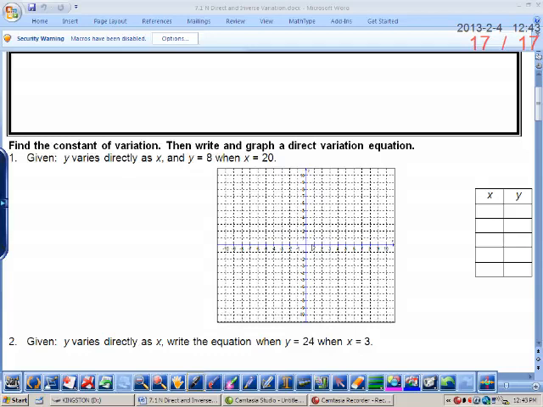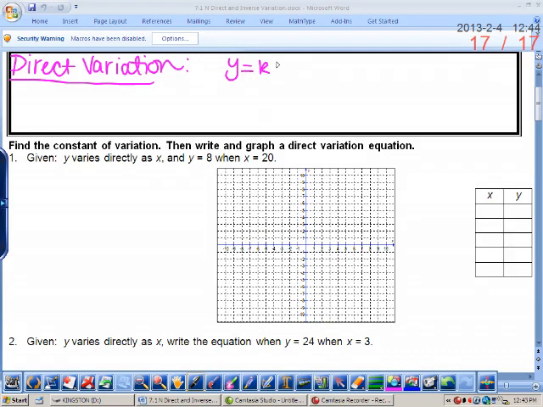So a lot of this is review. Some of it's a little new. But we're going to talk about different kinds of variation. So the first kind of variation we're going to talk about is direct variation. Direct variation is given by the equation y equals kx.